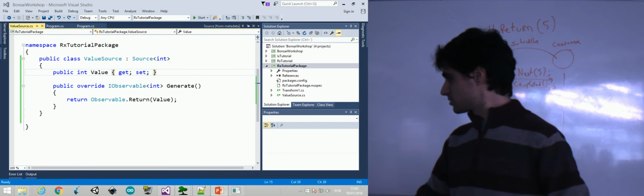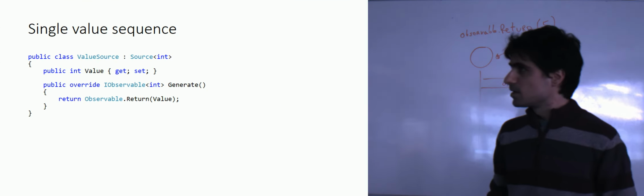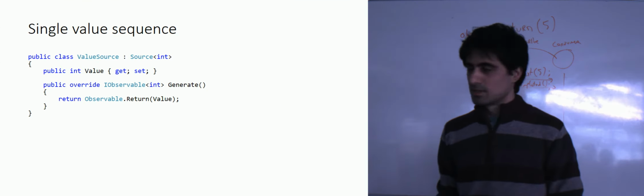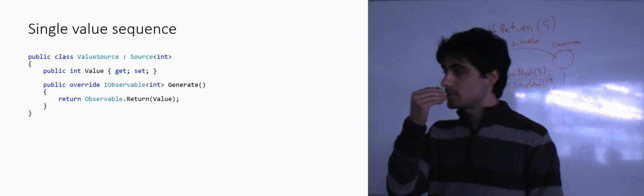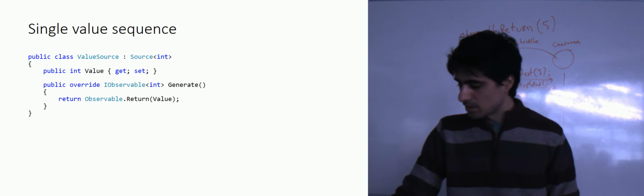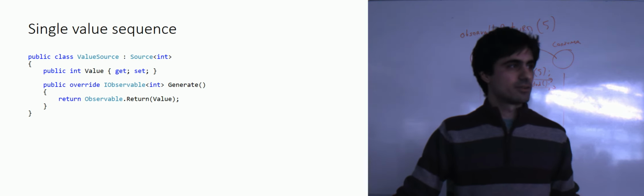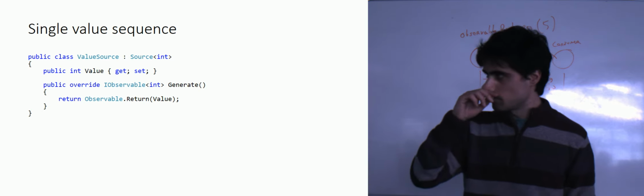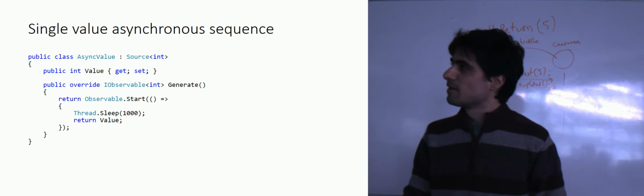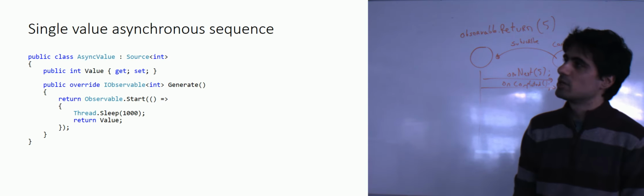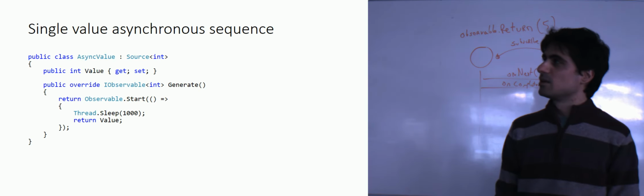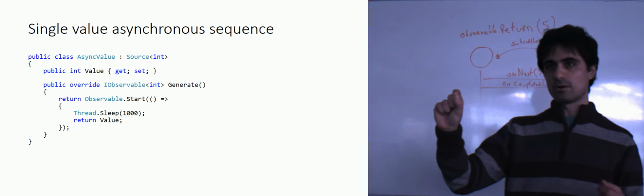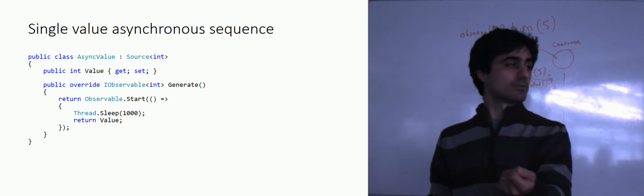So that's the very first Bonsai source, a single value sequence, as simple as it can get. So this is, as I was saying, still very similar to our enumerable data structures. But now let's introduce a bit of an asynchronous spice to this. And now I'm showing here a single value asynchronous sequence. The other one can also be called asynchronous, but here the point is the value before was being passed with a fixed value.